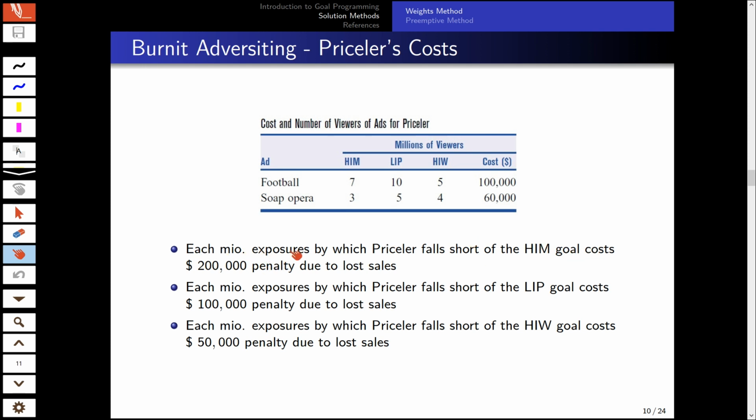So for instance, with respect to the high-income men goal, we have a penalty of $200,000 due to lost sales, because we have not reached enough of the people with this characteristic. $100,000 penalty if we don't reach the low-income people, and $50,000 if we don't reach enough high-income women.